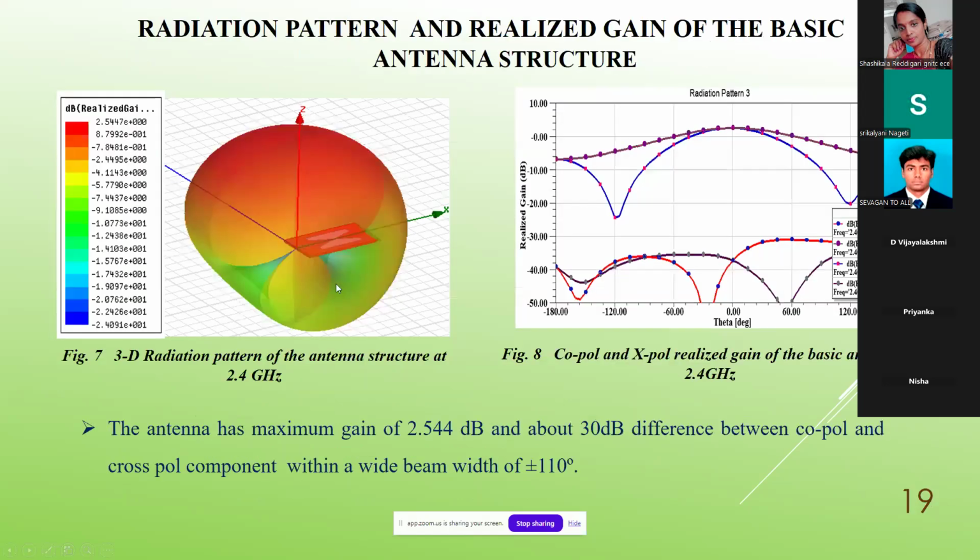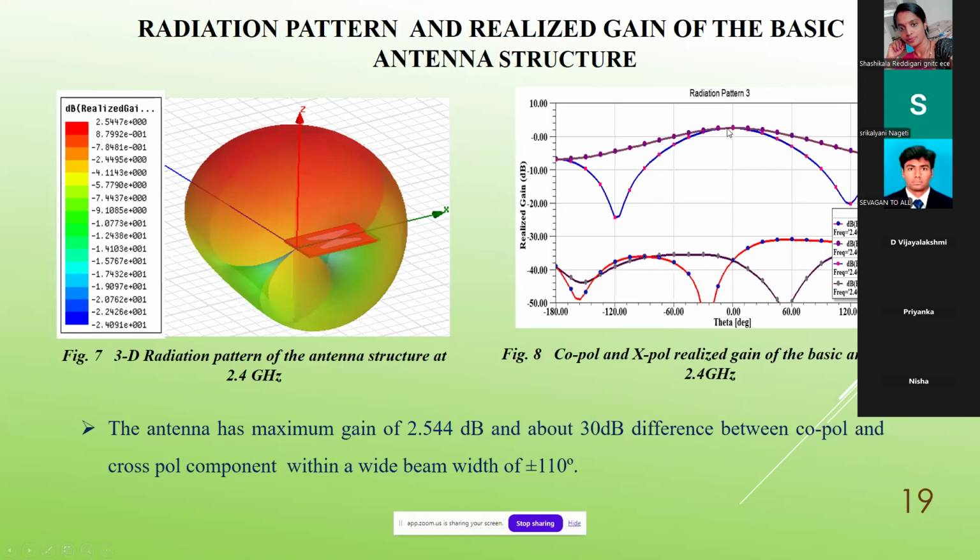Coming to the gain and radiation pattern. From the 3D radiation pattern, we can get the gain also. So realized gain, we can get 2.544 dB here. And from this rectangular plot of co-pole and cross-pole, we can see the below 3 dB line, we can consider the difference will give you the cross-polar level. So we get a 30 dB difference between co-pole and cross-pole.